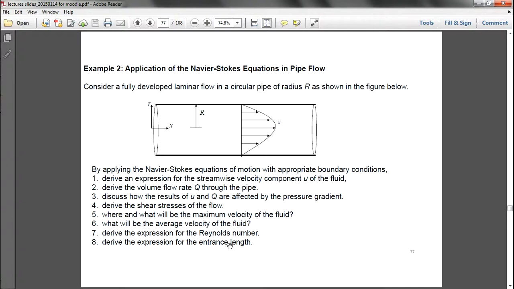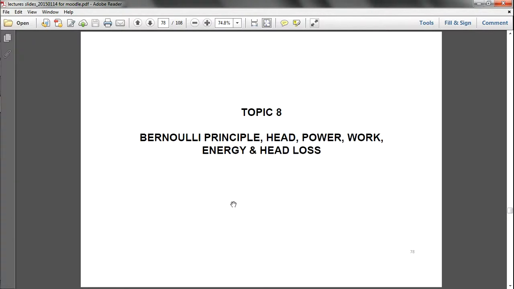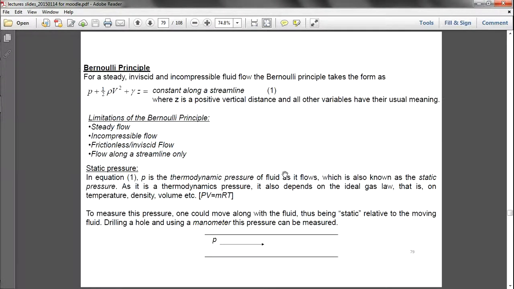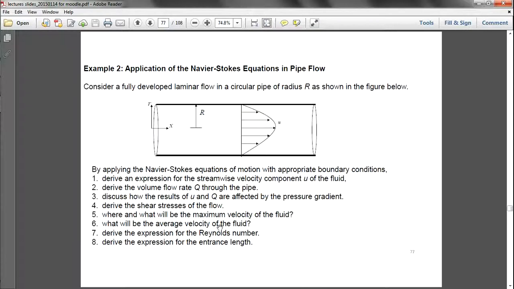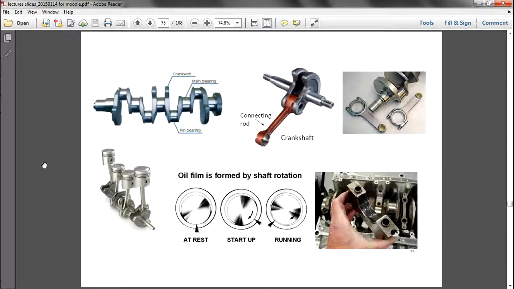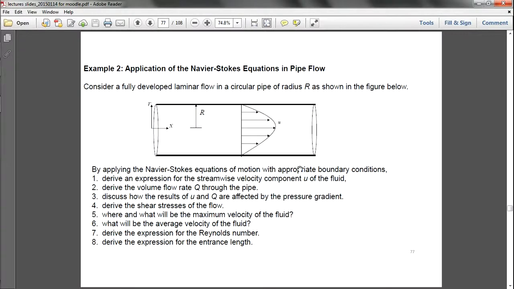And then Reynolds number and entrance length. I think next lesson the lecturer will talk about it. Hopefully he goes through it, otherwise we have more work to do. Now we have only 30 pages left, topic 8. So I'll see you in the next lesson, and bye bye.